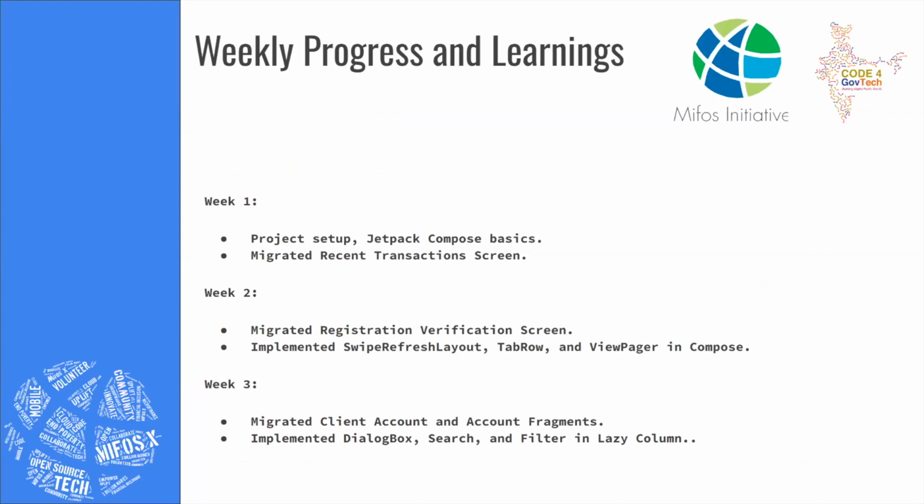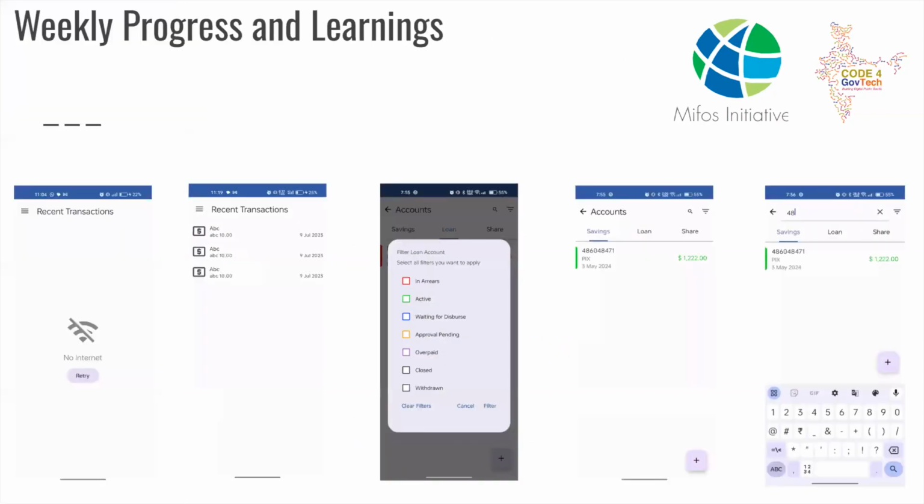So coming to what I have done throughout my internship or this program. In the initial weeks, I spent my time just understanding the project. And after that, I started with migrating different screens from XML-based UI to Jetpack Compose. During this process, I learned and implemented things like swipe refresh layout, tab row, view pager, implementation of dialog box, and also some search and filter mechanisms in lazy column. So these are some of the UI implementations I have done during this process.